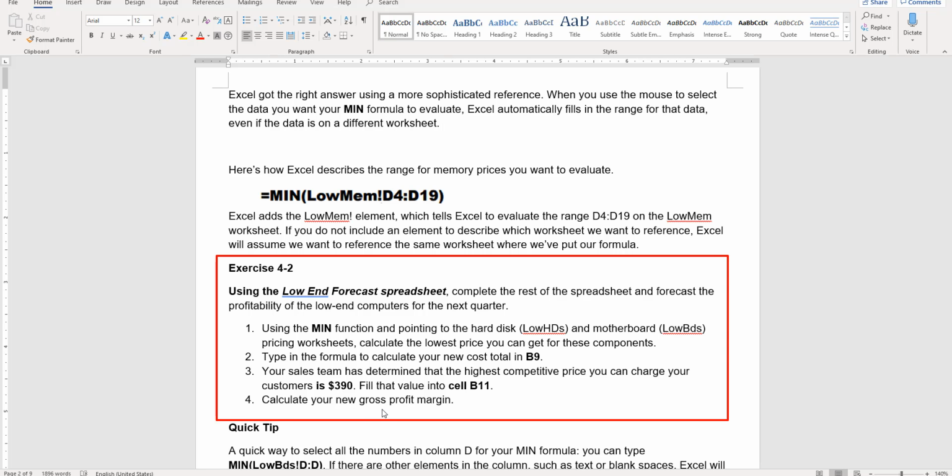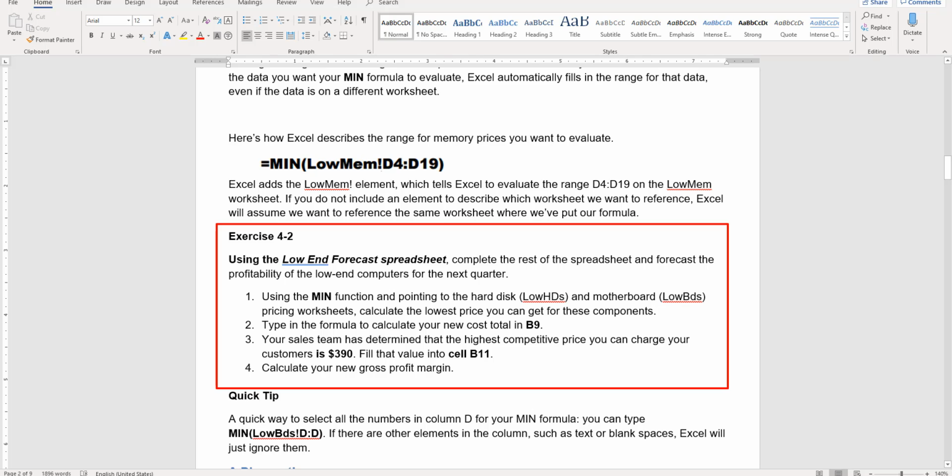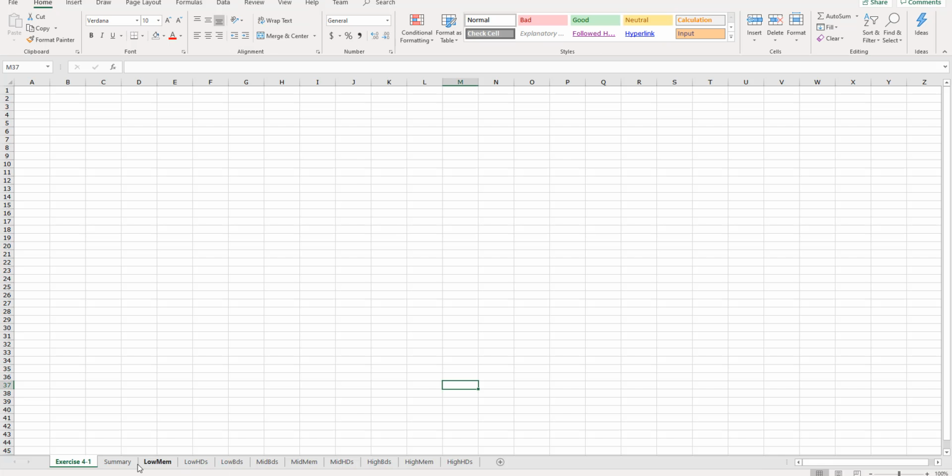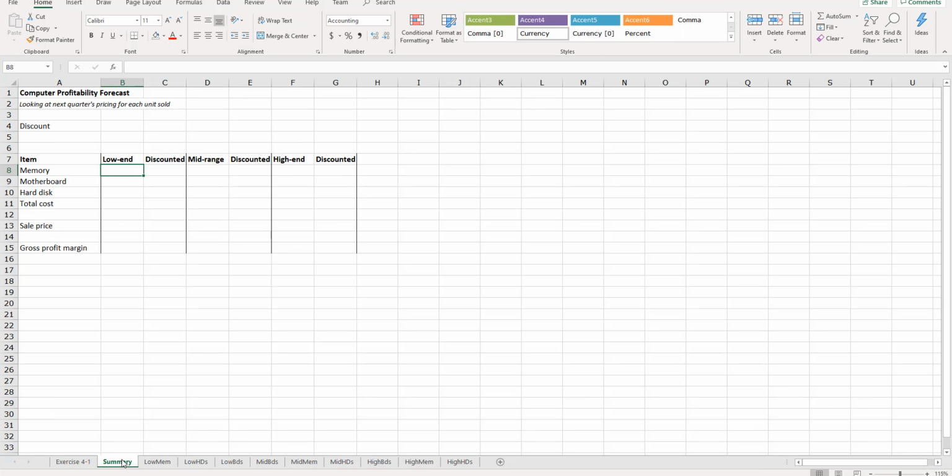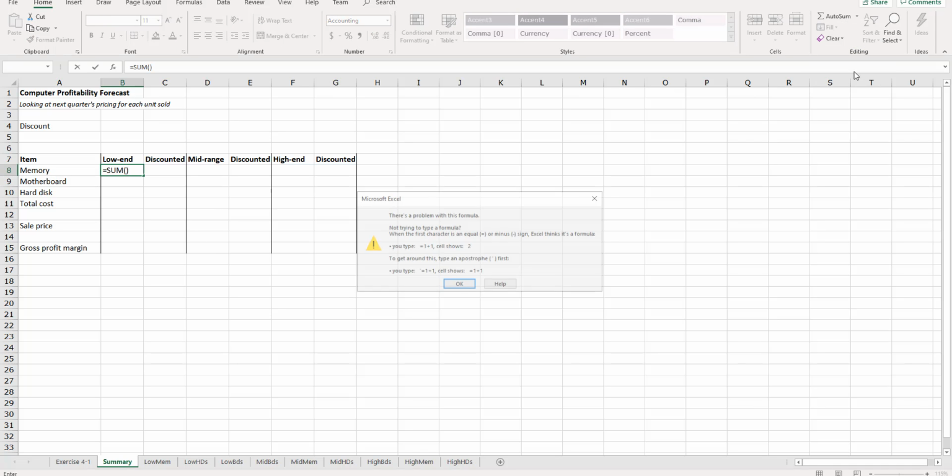If I take a quick look at the spreadsheet, the summary, you'll notice that this is all done for you from the last one. This is your low end, okay? So what you would do is grab your sum, and then, not your sum, sorry, your min.